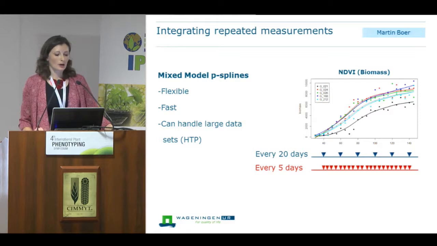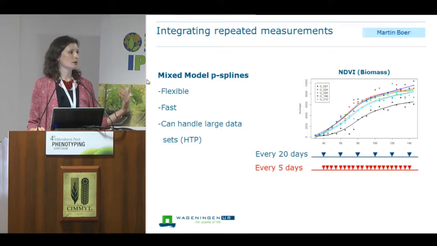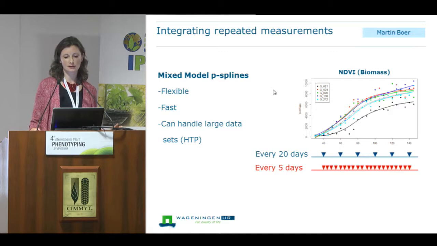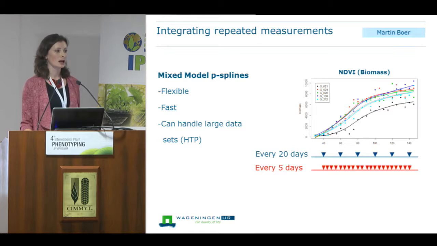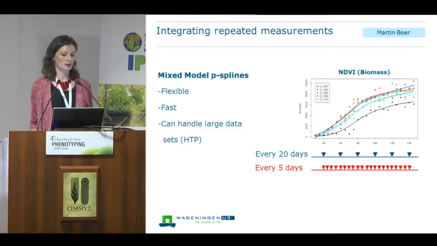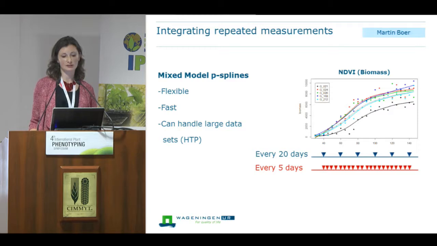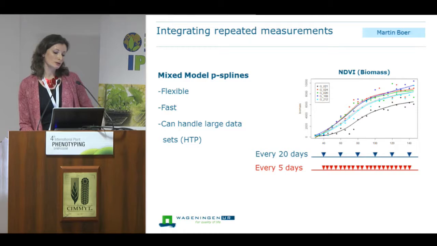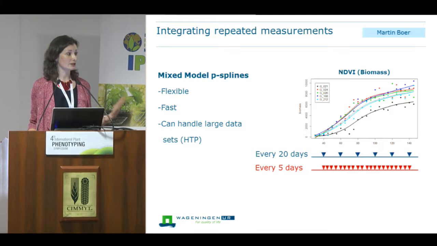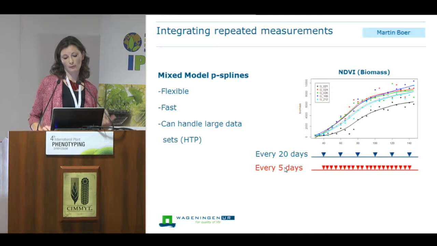Then we wanted to integrate these high-throughput measurements over time. To do so, we used mixed model P-splines, here collaborating with Martin Boer. Splines are a very flexible way of modeling these biomass dynamics over time. They are also very fast, and for that reason, they are suitable to handle large data sets like those coming from high-throughput phenotyping platforms. So we wanted to evaluate what happens whether we measure biomass, let's say, every 20 days, and with that we fit a spline, or if we can afford a more frequent measurement, so every 5 days.